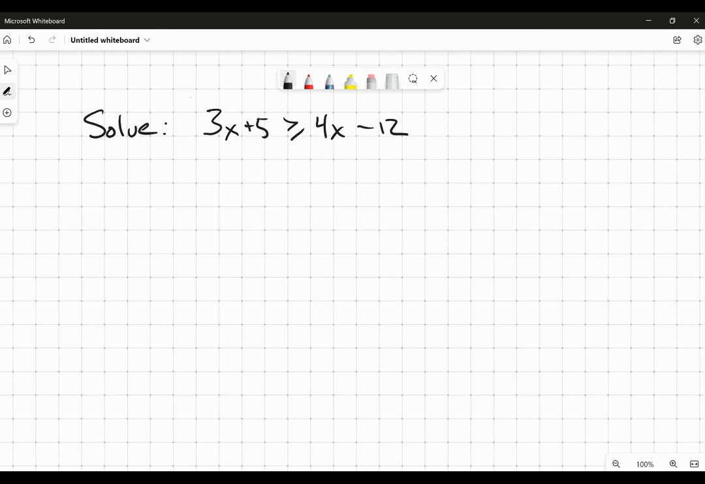All right, hi everybody. So in this video, we're going to solve the inequation here. 3x plus 5 is greater than or equal to 4x minus 12. So first thing I'm going to do is bring everything over, so I'm comparing it to 0, okay? And what I'm going to do is bring over the 3x and the 5.